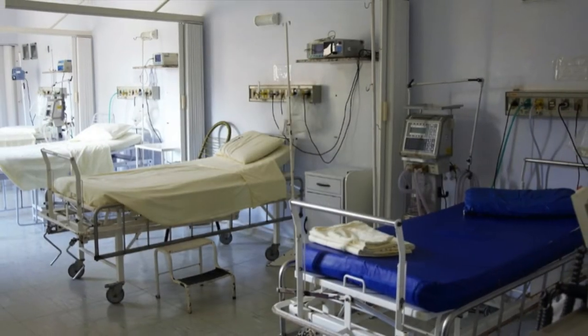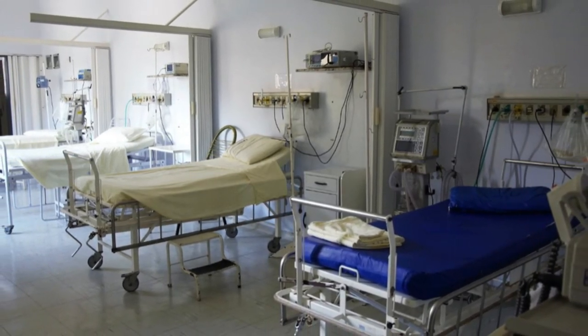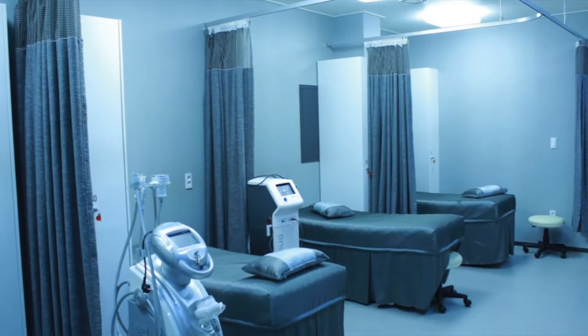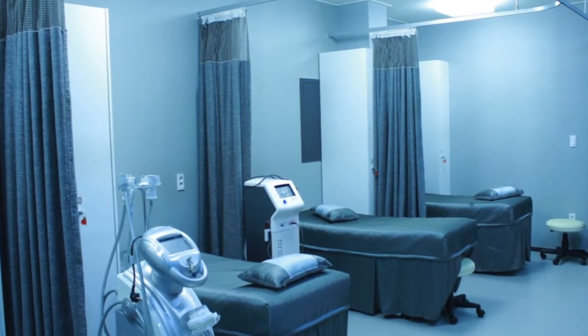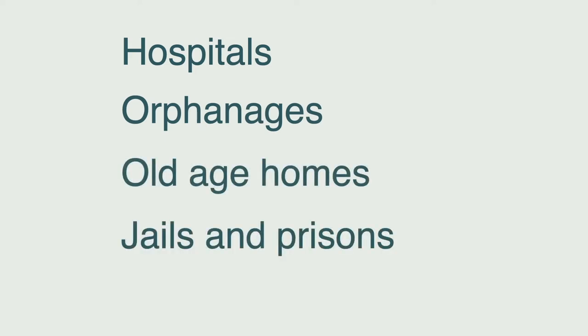Buildings used for medical or other treatment or care of persons are known as institutional buildings. They ordinarily provide sleeping accommodation for the occupants. They include hospitals, orphanages, old age homes, jails, and prisons. Let us discuss in detail each one of these buildings.